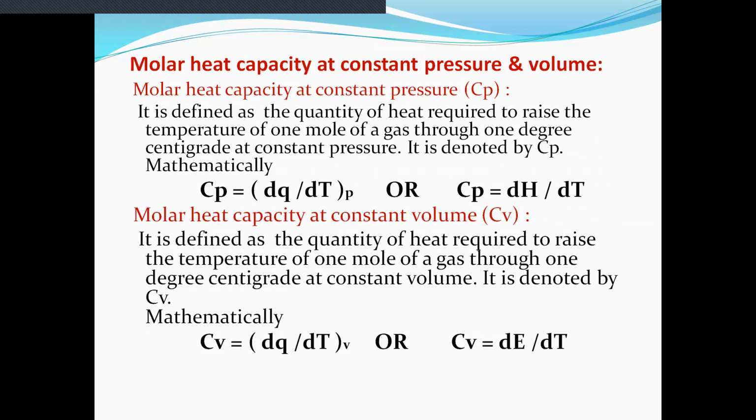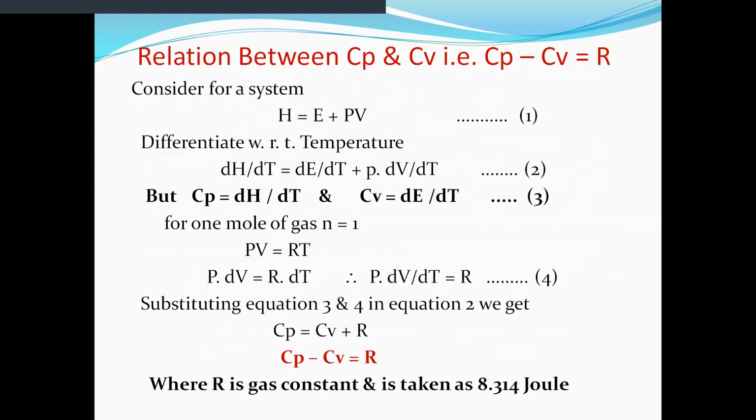Now, molar heat capacity at constant volume. It is defined as the quantity of heat required to raise the temperature of 1 mole of gas through 1 degree centigrade at constant volume. It is denoted by Cv. The formula for Cp, that is molar heat capacity at constant pressure, is Cp is equal to dH divided by dT, while the formula for molar heat capacity at constant volume, Cv, is equal to dE upon dT. Up to this we discussed in the last period.